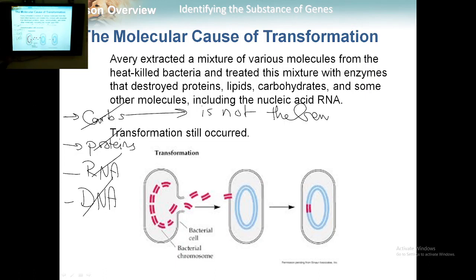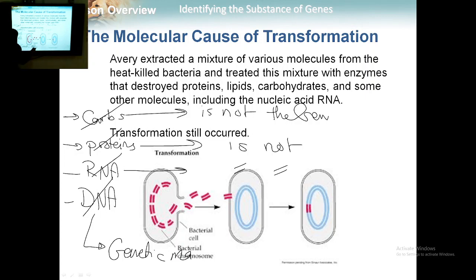At the same time, when he used another enzyme to destroy the proteins, he also concluded that the protein is not the genetic material. And after that, he used another enzyme to destroy the RNA, and he concluded that the RNA is not the genetic material. And once he used enzymes to destroy the DNA, he found that the DNA is the genetic material.